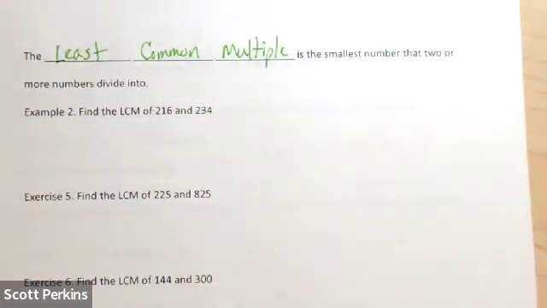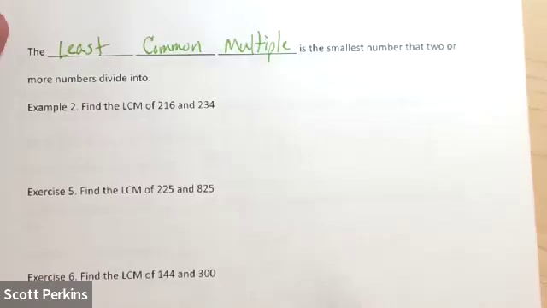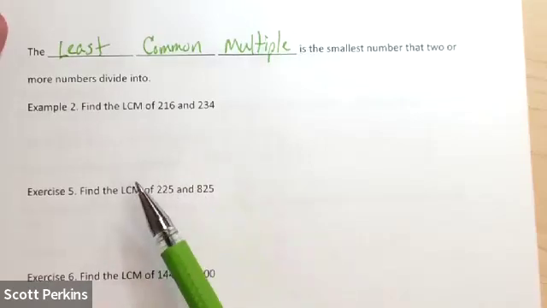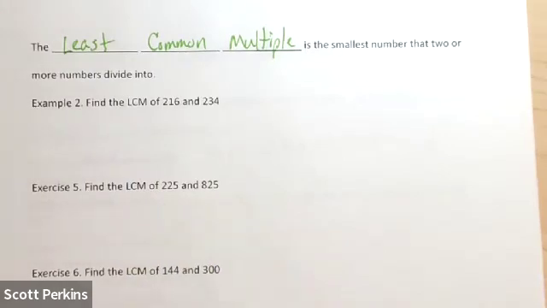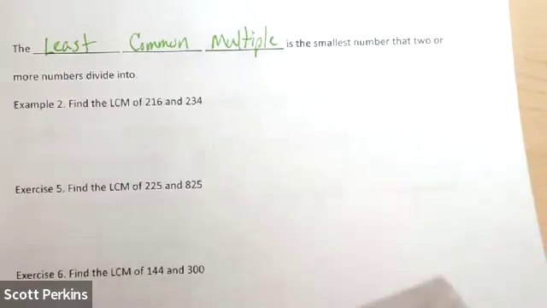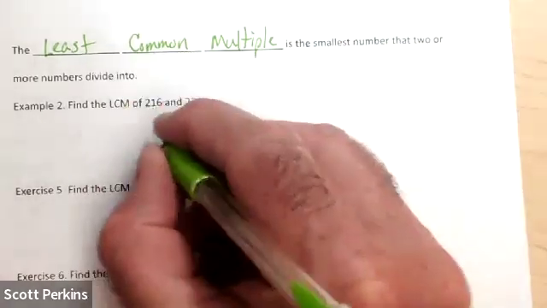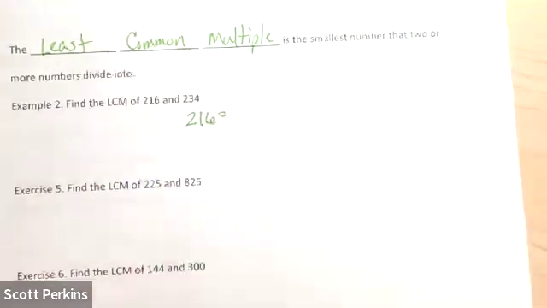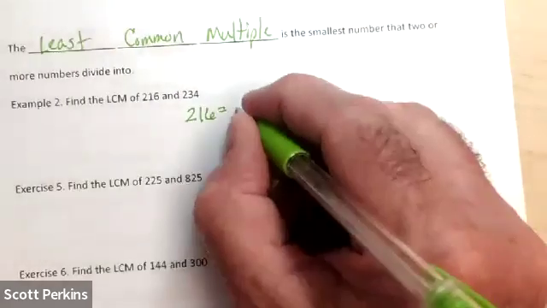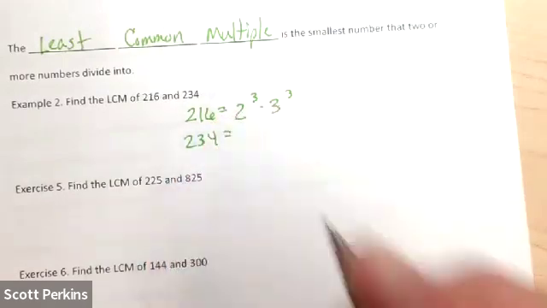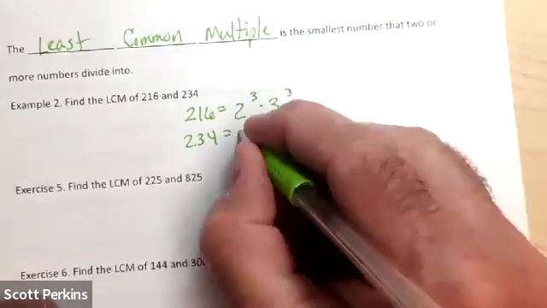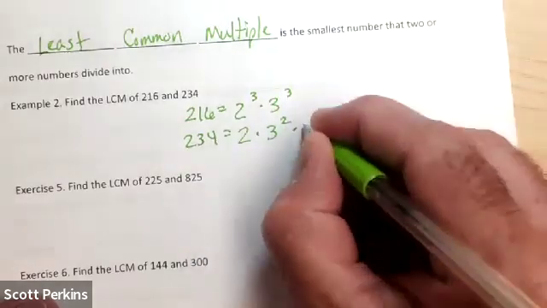And so for the least common multiple, we do the same sort of thing. What you're going to do is start off first with your prime factorization. Now, in these first 2 problems that I've given you, my example and your example, it's the same numbers we just did. I did this to save us a little time. So from my previous page, 216 is equal to 2 to the 3rd times 3 to the 3rd. And 234 is equal to 2 times 3 squared times 13.